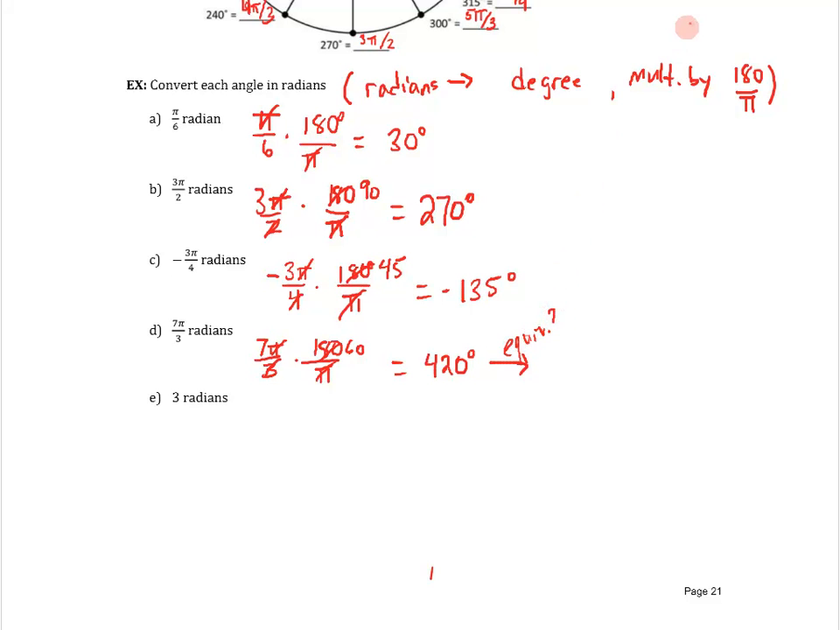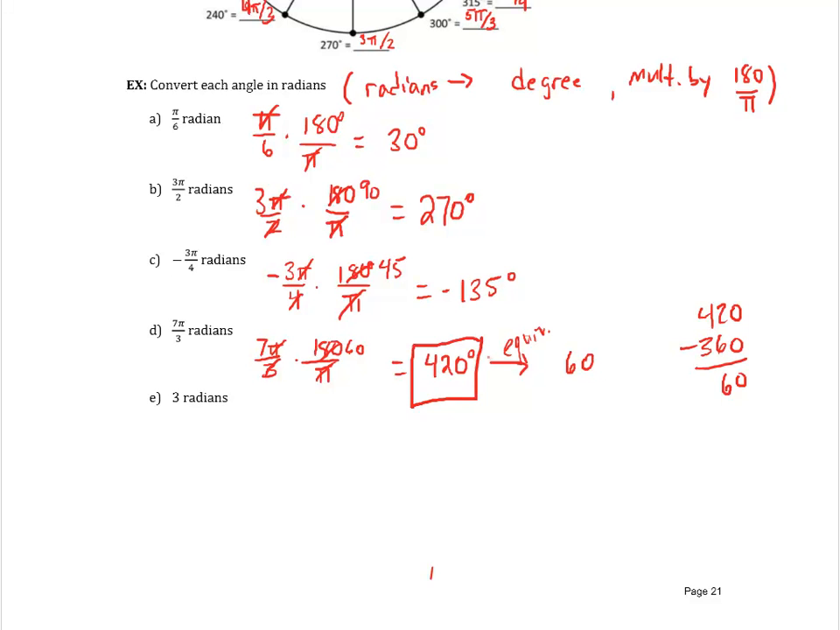Equivalent in terms of what the angle looks like on the coordinate plane, that would be equivalent to a 60-degree angle, right? Because 420 minus 360 is 60. However, I want you to go ahead and write that answer, because if you remember what angles mean, they actually mean the amount of rotation it takes to get from one place to another.